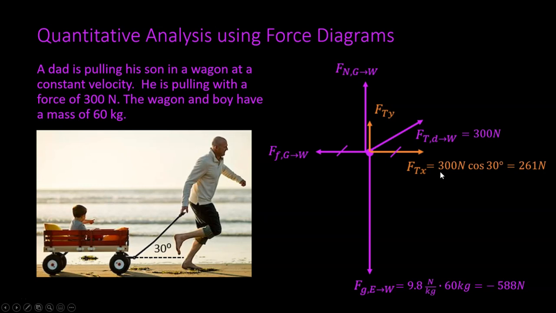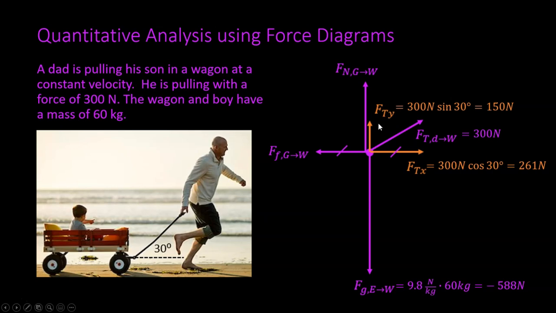We take the strength of the total force, which is 300 newtons, times the cosine of the directional angle, 30 degrees, and that gives us a horizontal component of the tension force of 261 newtons in the rightward direction.